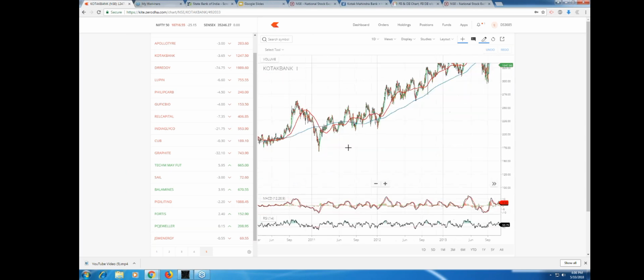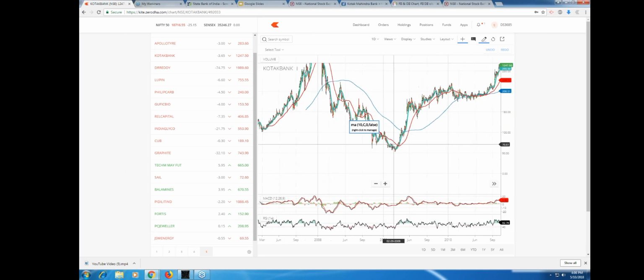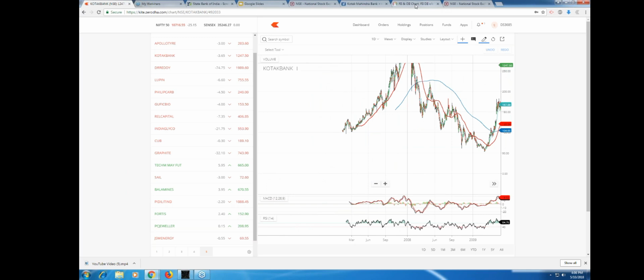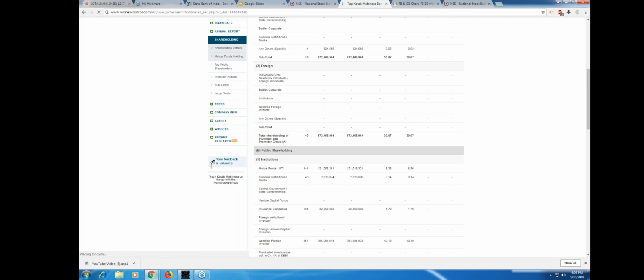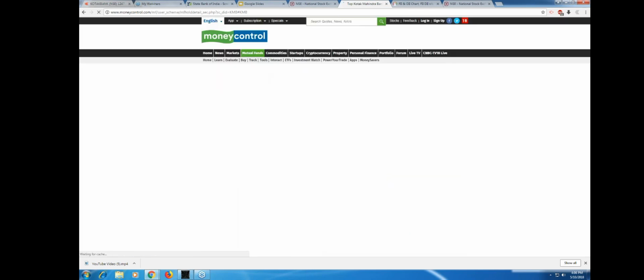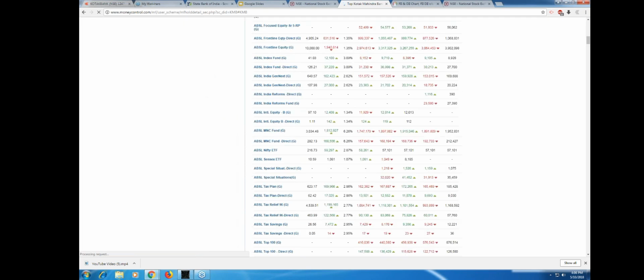See from here. And where did I give it on YouTube? You remember? I remember it. I'll show you. Let me take you to Kotak Mahindra Bank, and here go to the mutual funds holding. See here, it's dominated by green color, right?